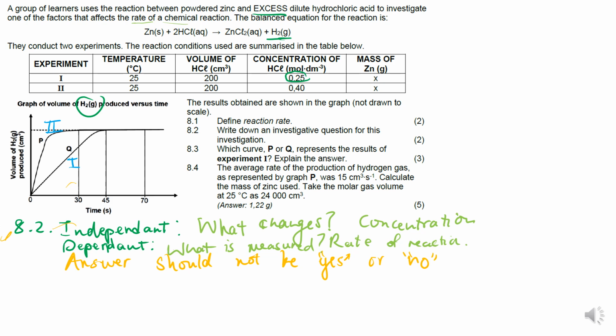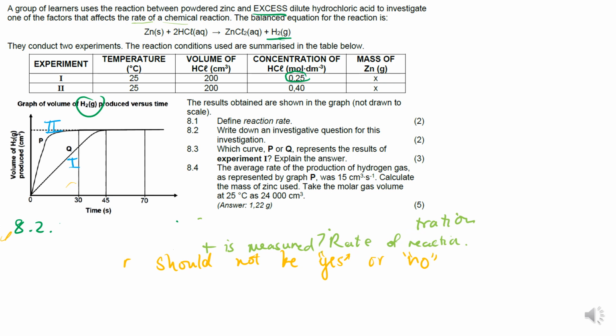So a correct investigative question would be something like, how does the change in concentration affect the rate of the reaction, right? How does the change in concentration affect the rate of the reaction? That's an example of an investigative question. So let's write that then. That would be our number 8.2, right?